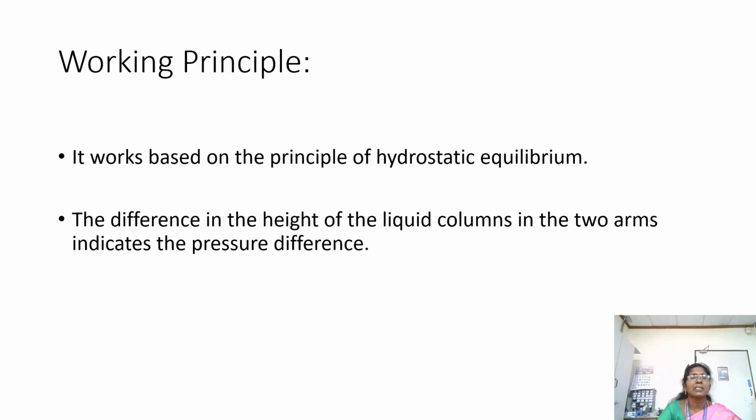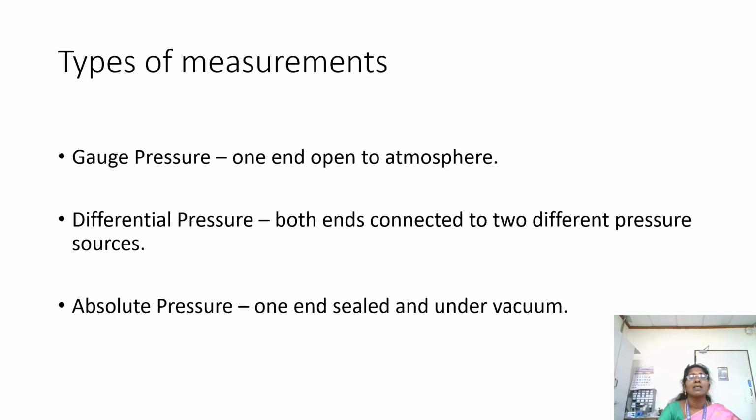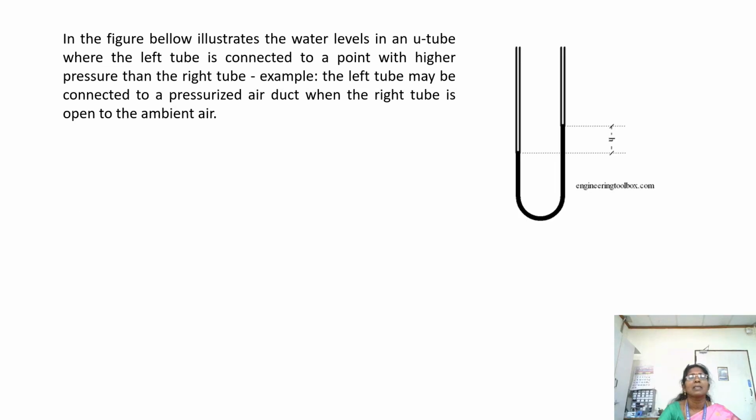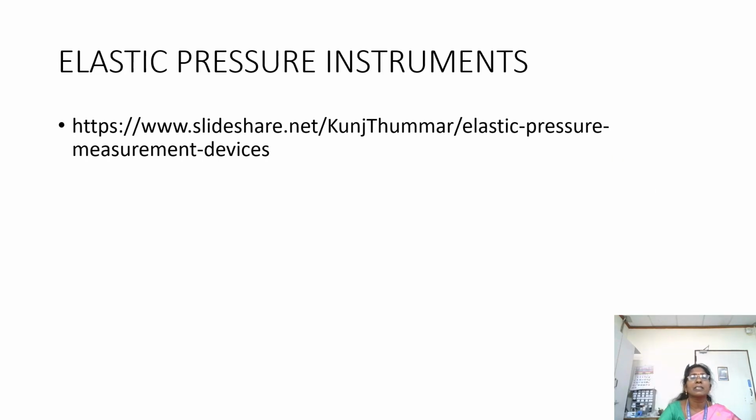Working principle: the U-tube manometer works based on the principle of hydrostatic equilibrium. The difference in the height of the liquid columns in the two arms indicates the pressure difference. Types of measurement: gauge pressure, one end open to the atmosphere; differential pressure, both ends connected to different pressure sources; absolute pressure, one end sealed and under vacuum. This is a U-tube manometer image. In this figure, the water level in the U-tube is illustrated, where the left tube is connected to a point with higher pressure than the right tube. For example, the left tube may be connected to a pressurized air duct while the right tube is open to the ambient air.